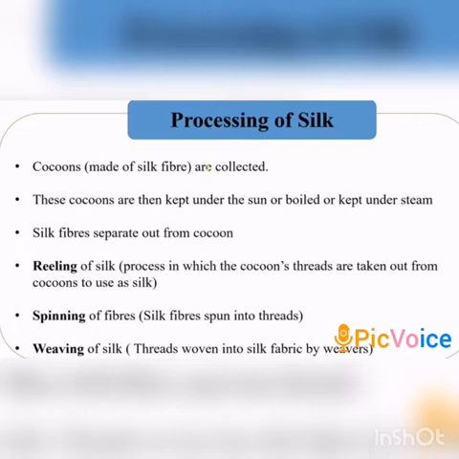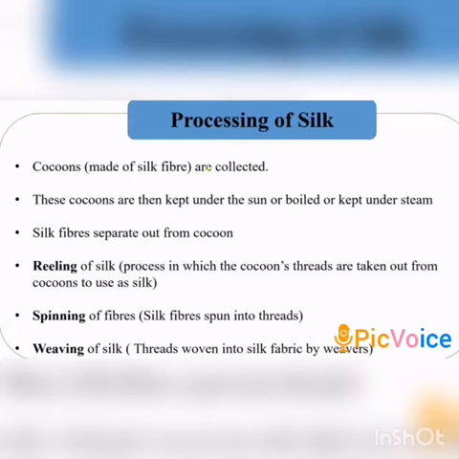silk. What do you mean by reeling, children? Reeling means the process of taking out threads from the cocoons for use as silk. Nowadays, reeling is done in special machines. In this reeling process, the threads or fibers of silk are unwound from the cocoon. Unwind means separating the threads or fibers of silk from the cocoon.